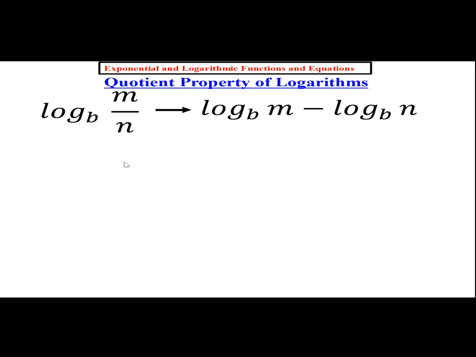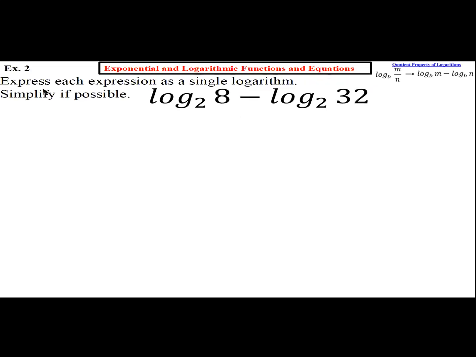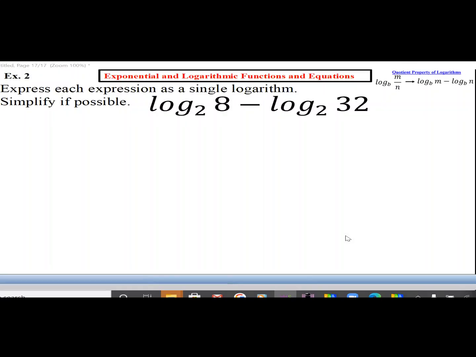All right, let's see it in action. Ready? Example 2. Copy this, please. Once again, same instructions. Express each expression as a single logarithm. Simplify if possible. Log base 2 of 8 minus log base 2 of 32. And I left the quotient property over here on top just so you can see it and have it there. Let's do this one together since it's going to go pretty fast now that we got the process down.